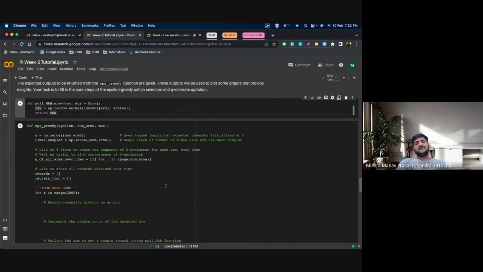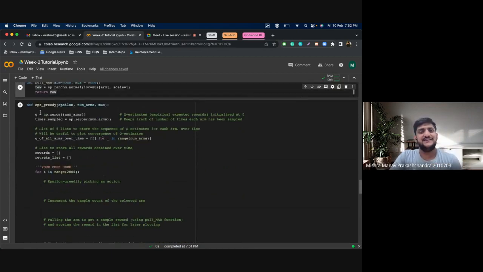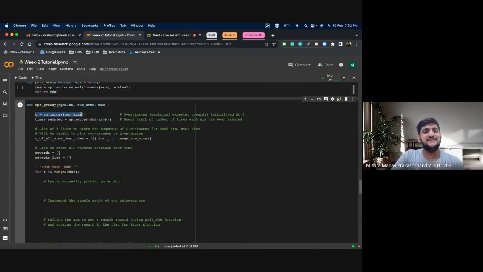Now the task for you is, this is the function to implement the epsilon greedy algorithm. So this Q is np.zeros of number of arms. This is the capital Q estimates, the empirical expected reward. We initialize it to 0 for all the arms. Capital Q is 0. Times sampled keeps track of the number of times each arm has been sampled. So if you sample arm 1, you update that. You do +1. So arm 1 +1. I have sampled it 1 time. If you sample it twice, +2, and so on.